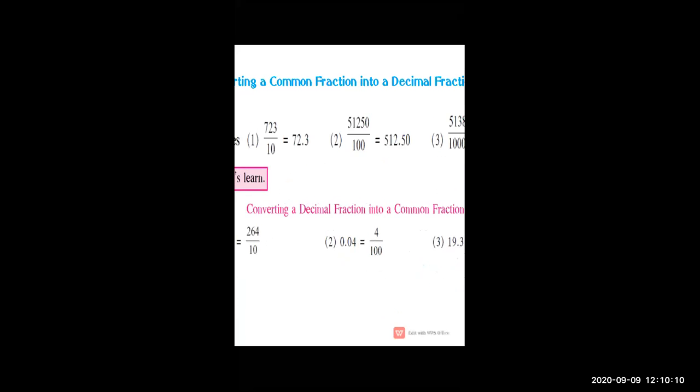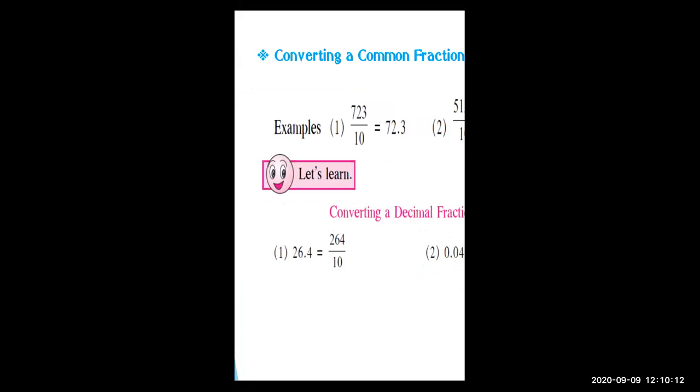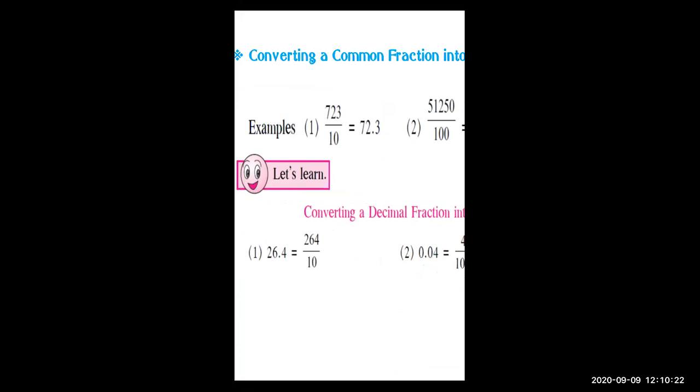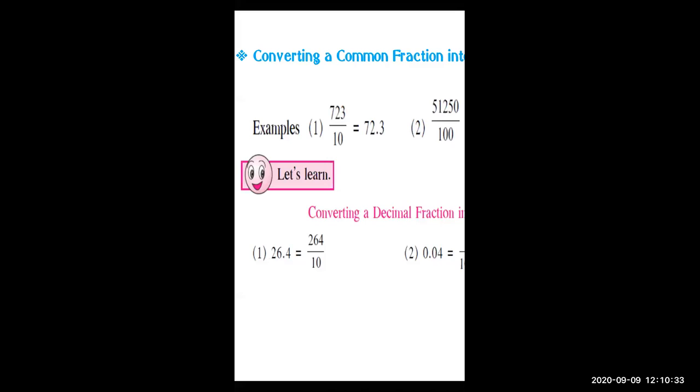Before going to the next exercise, we will just see what is in that exercise so that we can do it in a proper way. Before starting it, I will just explain through an example what you are going to do in that exercise. Here, converting a common fraction into a decimal fraction. Some are common fractions. That common fraction you have to convert into a decimal fraction. Decimal fraction means you have to write in a point-wise form, and it is given in a fraction form.